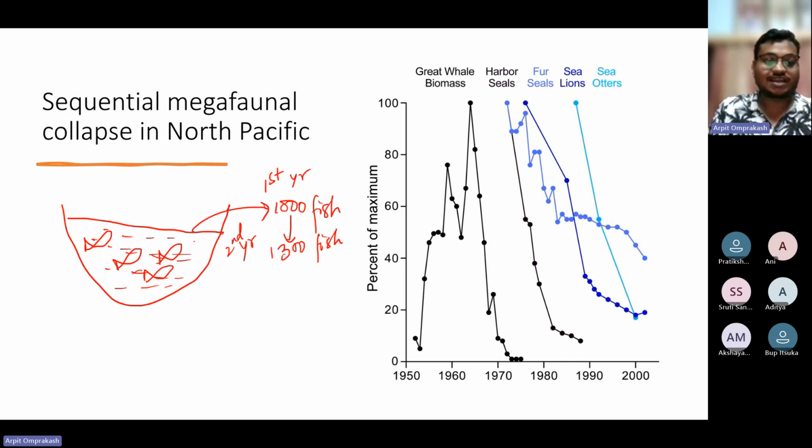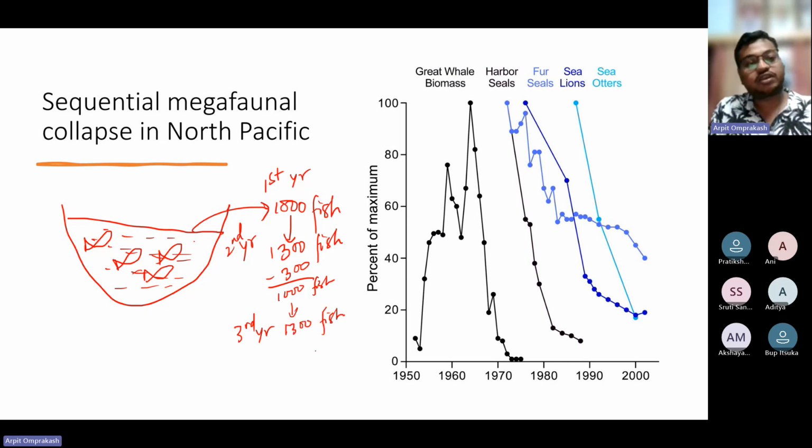So let's say on the second year, we start fishing and we take out 300 fishes. What we are left with at the end of the second year is again 1,000 fishes. In the third year, these 1,000 fishes will again give rise to 1,300 fishes. And again, in the third year, we can take out 300 fishes out of the pond and so on.